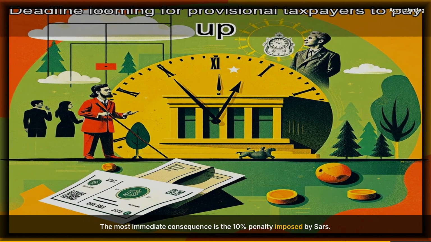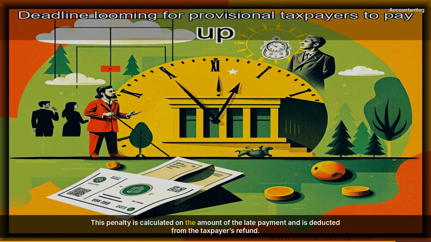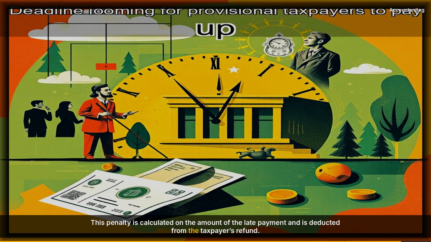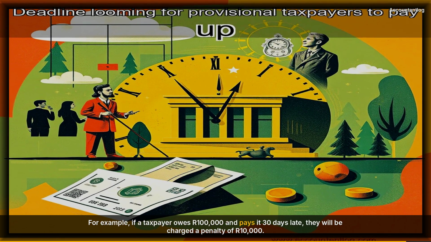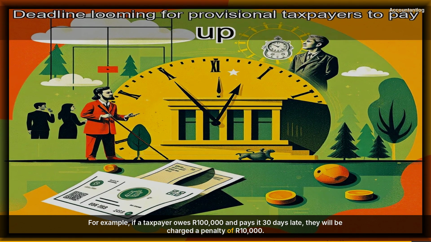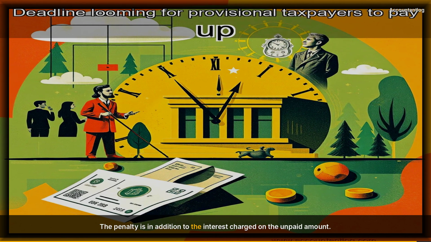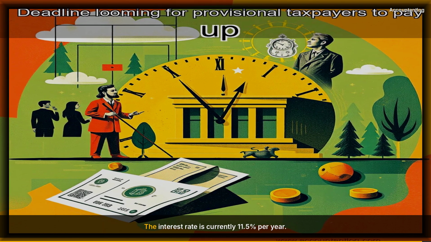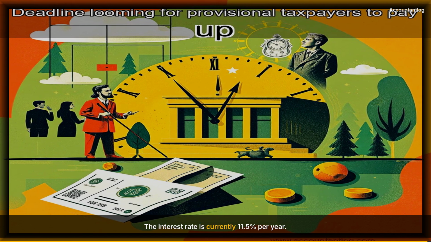Understanding the consequences of late payments. Late payments can have severe consequences for taxpayers. The most immediate consequence is the 10% penalty imposed by SARS. This penalty is calculated on the amount of the late payment and is deducted from the taxpayer's refund. For example, if a taxpayer owes R100,000 and pays it 30 days late, they will be charged a penalty of R10,000. The penalty is in addition to the interest charged on the unpaid amount. The interest rate is currently 11.5% per year.